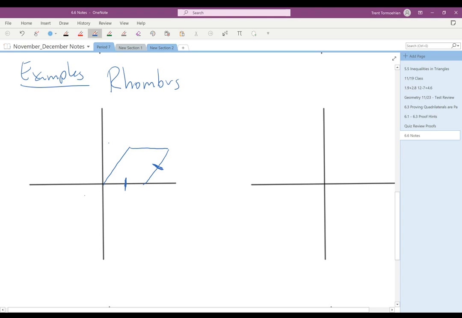So if we were to do 0, 0 and 2a comma 0, then we'd have to find this point so that that length is also 2a. And it turns out that is very difficult to do and requires Pythagorean theorem and some other things. And so that's not a good way to do a rhombus.